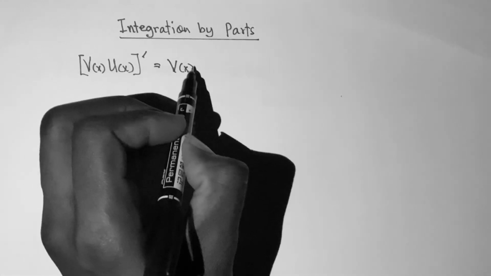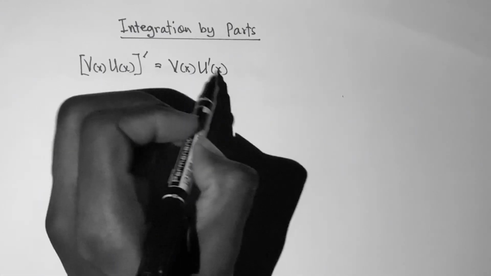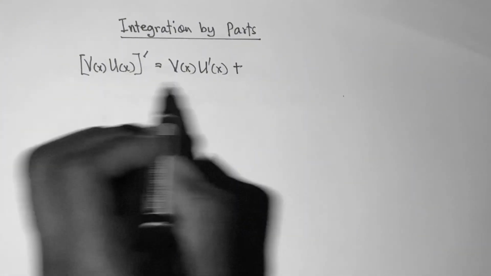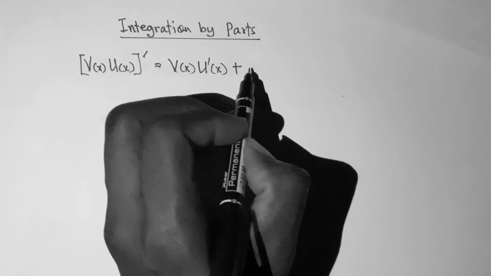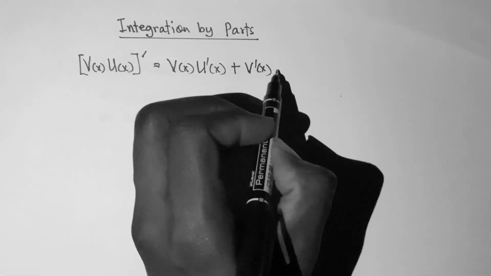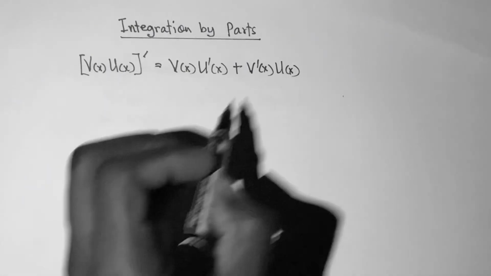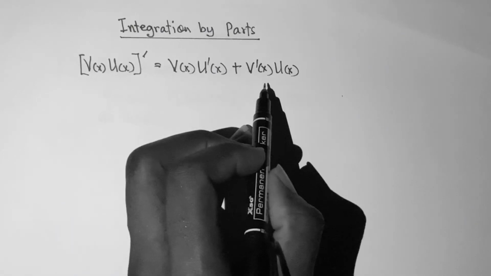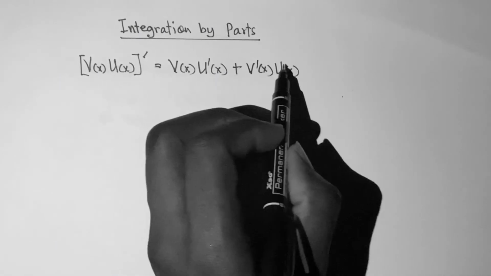If you differentiate u of x, you get u prime of x. Then you add it to, so we are using chain rule in this case, you differentiate v of x to get v prime of x. Then you multiply by u of x. Now, the function we are trying to integrate is of the form v prime of x, u of x.